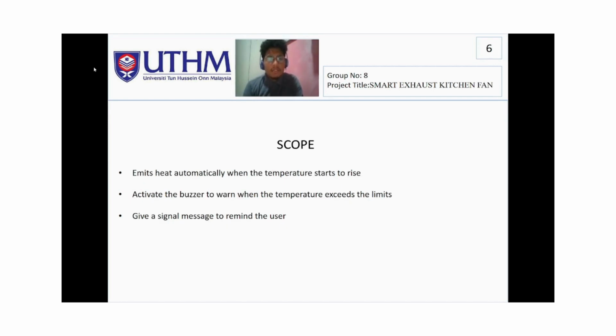Our scope is divided into 3. One, emit heat automatically when the temperature starts to rise. Second, activate the buzzer to warn when the temperature exceeds the limit, and finally, give a signal to remind the user. That's all from my part.